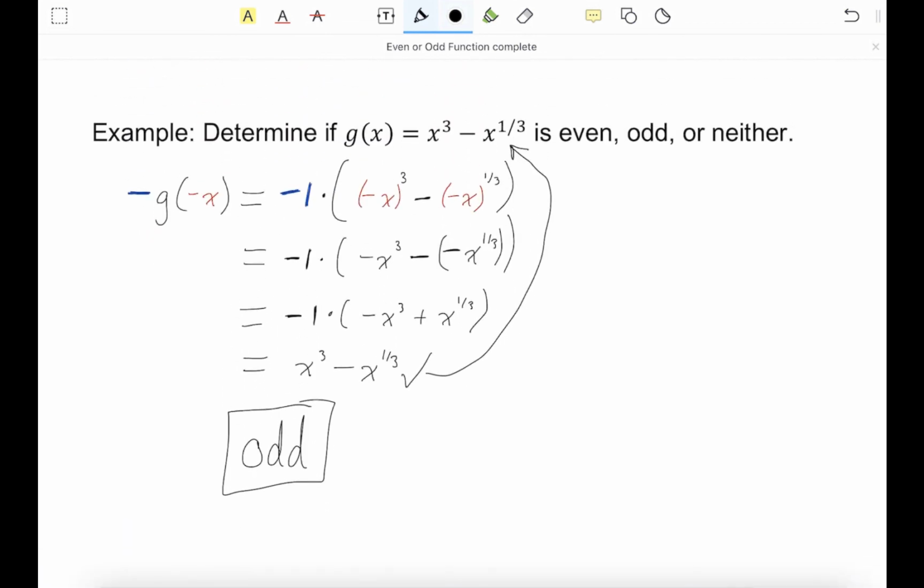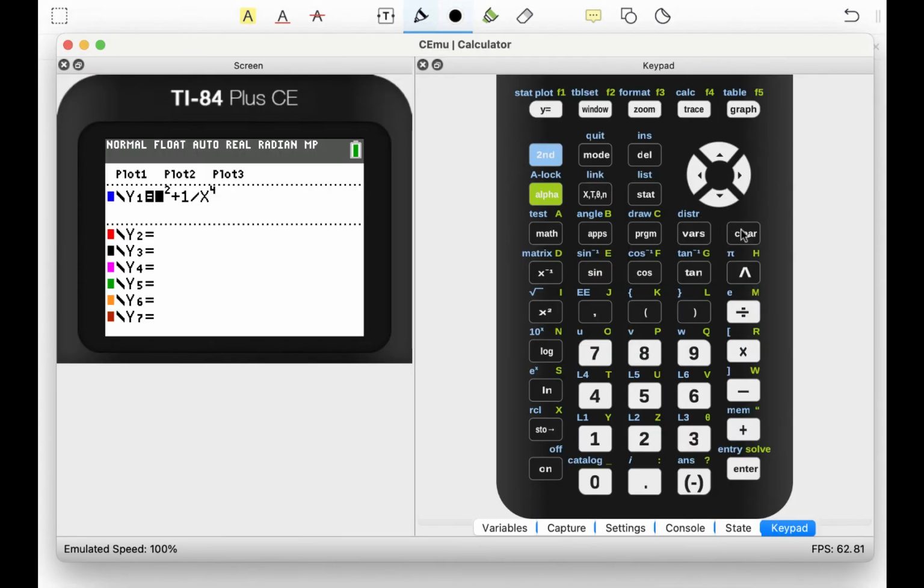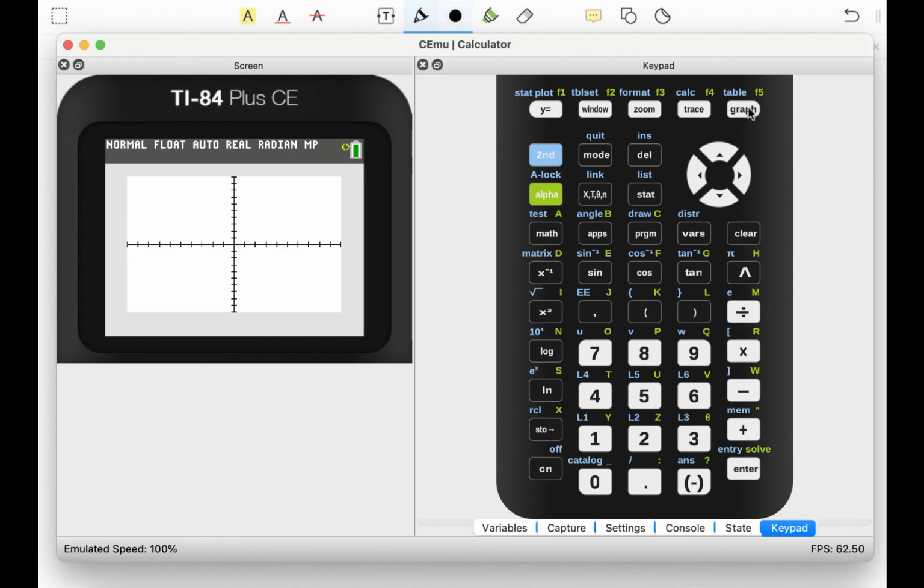We can also look at the graph of this one. So go to y equals, clear that out, x to the 3rd minus x to the 1/3. Graph this. If it's symmetric through the origin, which it looks like it is, it goes through the origin there. And if we fold it over again, it would fall on top of itself. So that one is definitely odd.